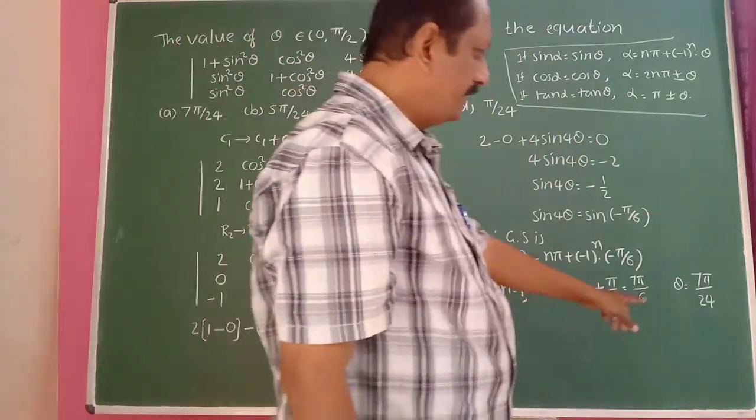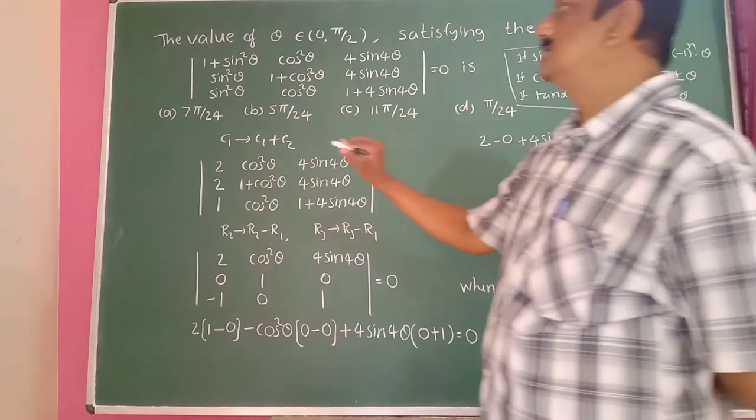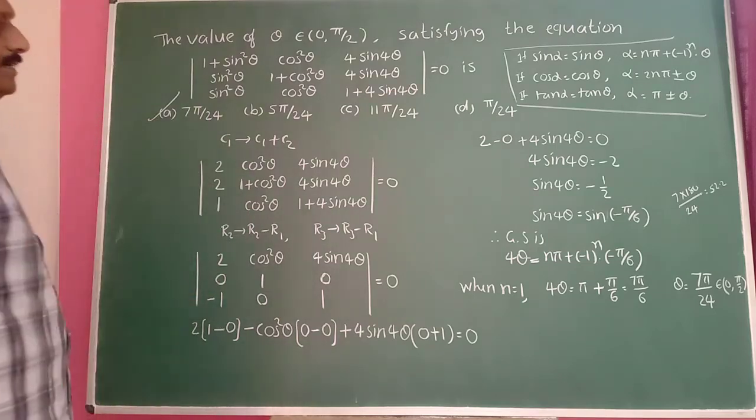Then if you simplify this one, 7 pi by 24, obviously the value belongs to 0 comma pi by 2. 7 pi by 24 means 7 into 180 divided by 24. Just calculate it, it gives something like 52.2, which means obviously the value is between 0 and 90 degrees. Hence, 7 pi by 24 is the correct option. 7 pi divided by 24.